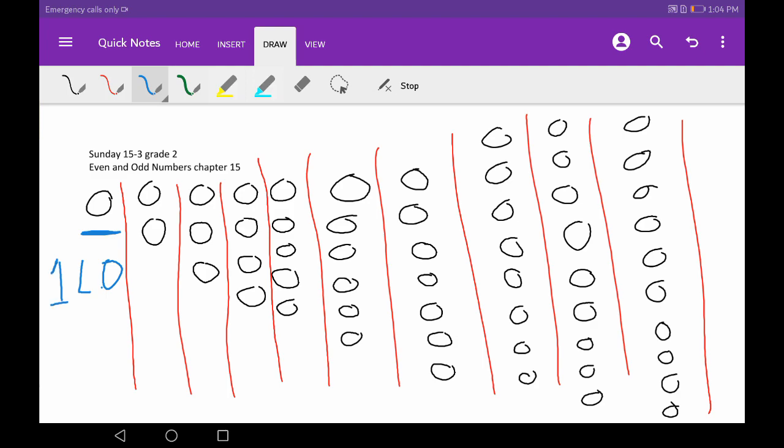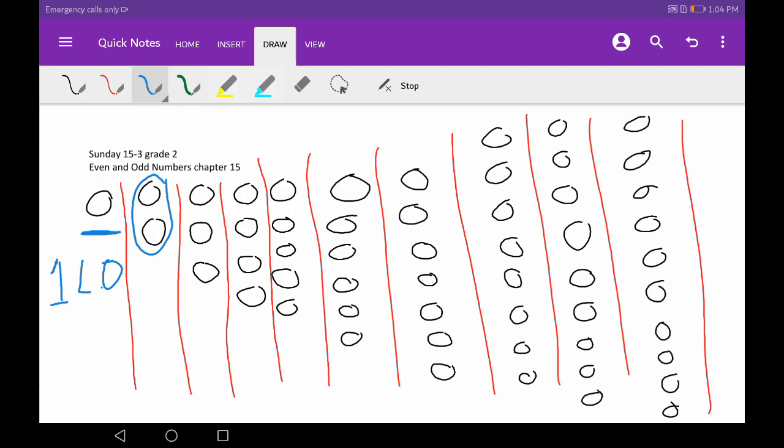Let's go for the second one. We have 2 balls, right? So I can make one group of 2 with 0 leftovers. Okay, so we say that 2 balls, or the number 2, can be divided by 2 without any leftovers. There's no leftover.